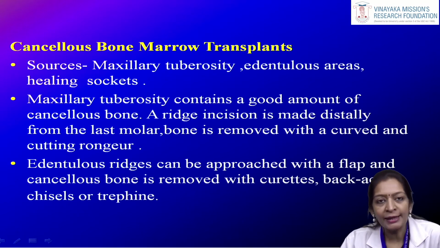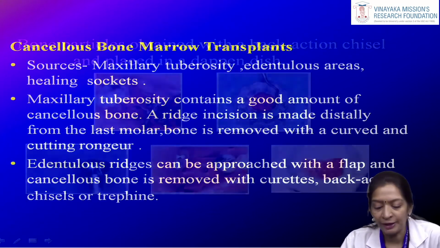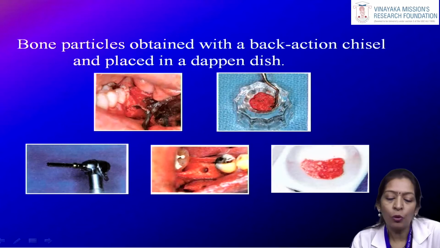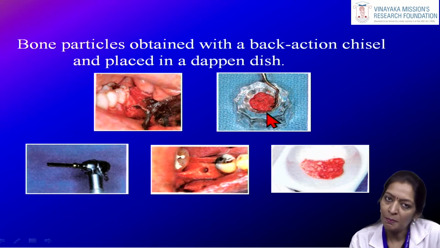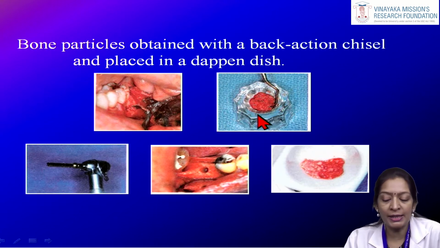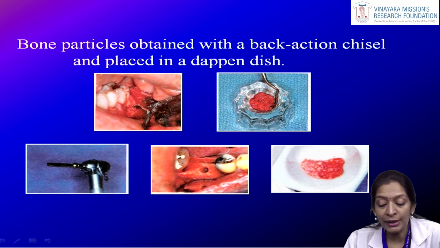Incision is made and the flap is reflected and the bone is removed either using curettes, back action chisels or trephine. You can see in the diagram the bone particles removed either with the back action chisels or a trephine burr. It is placed in the dappen dish, mixed with saline and the blood and then placed in the defect. This is bone marrow cancellous.